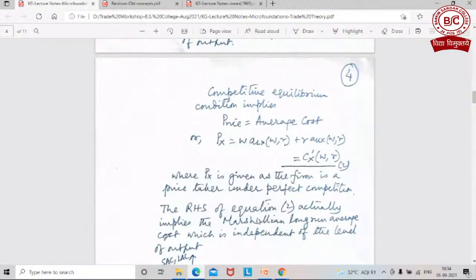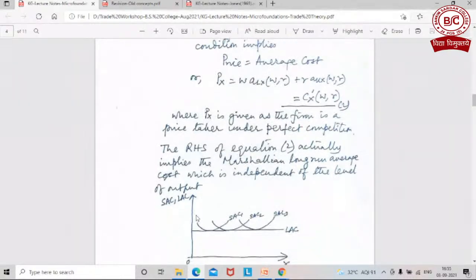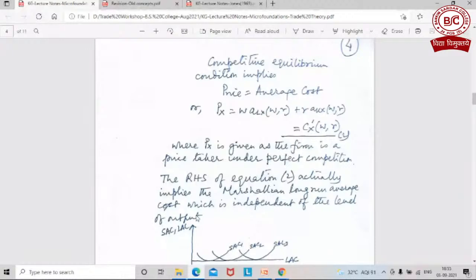And this is your average cost under CRS. So PX as a function of W, R is equal to W aLX plus R aKX, which is equal to CX dash, a function of W comma R. The whole thing, you can write it in this way. So this CX dash is nothing but your LAC. And this is also equal to price. And this price, on the left-hand side, I have not drawn this figure. This price is determined by equality of industry demand or market demand and market supply. And the firm is nothing but a price taker in the market. Is it okay? This is the peculiarity of trade models where we consider competitive equilibrium conditions.